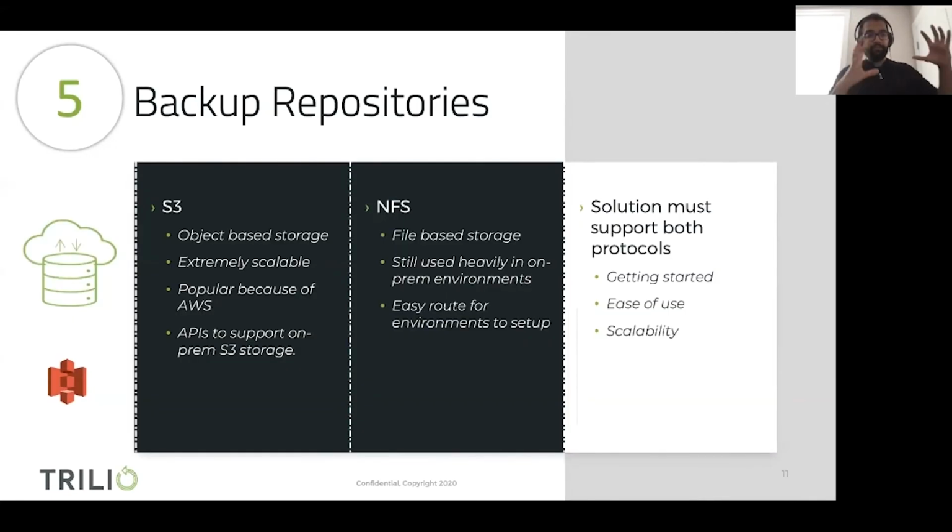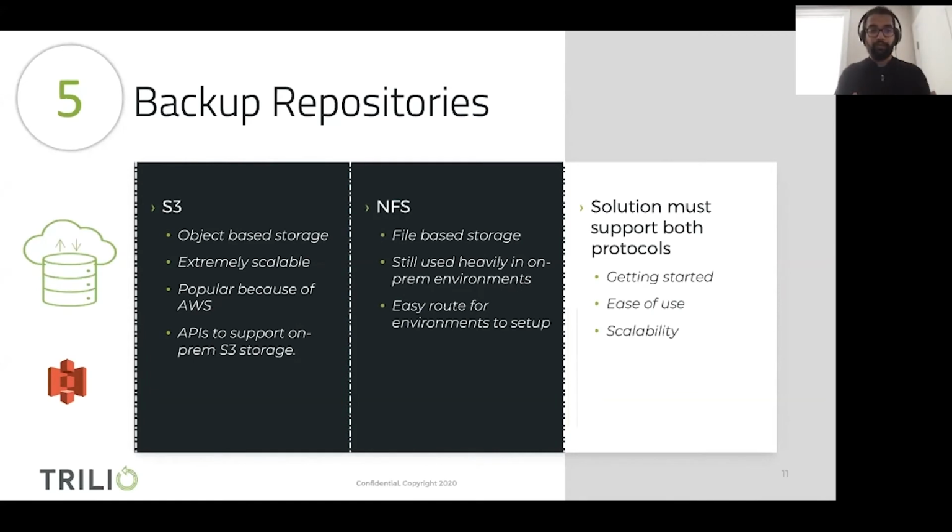Now that we have defined the deployment, identified our applications, and know what we want to back up, let's talk about where we are going to store this backup. What we're seeing all around these days is that object-based storage like S3 is becoming extremely popular. There are several reasons for this. One, it is object-based, so it's extremely scalable. Secondly, Amazon AWS has done a great job in popularizing S3 by making it super scalable and highly available, and it has become the epitome of standard for object storage in a way.